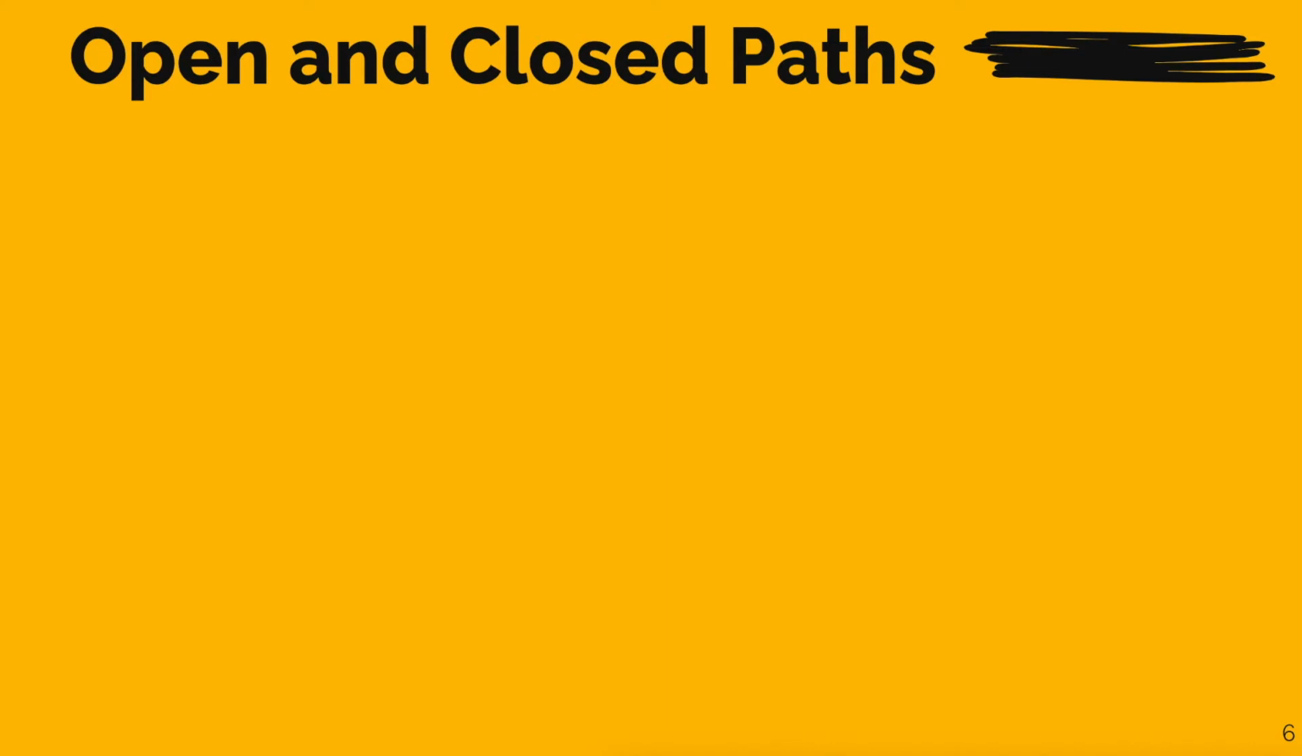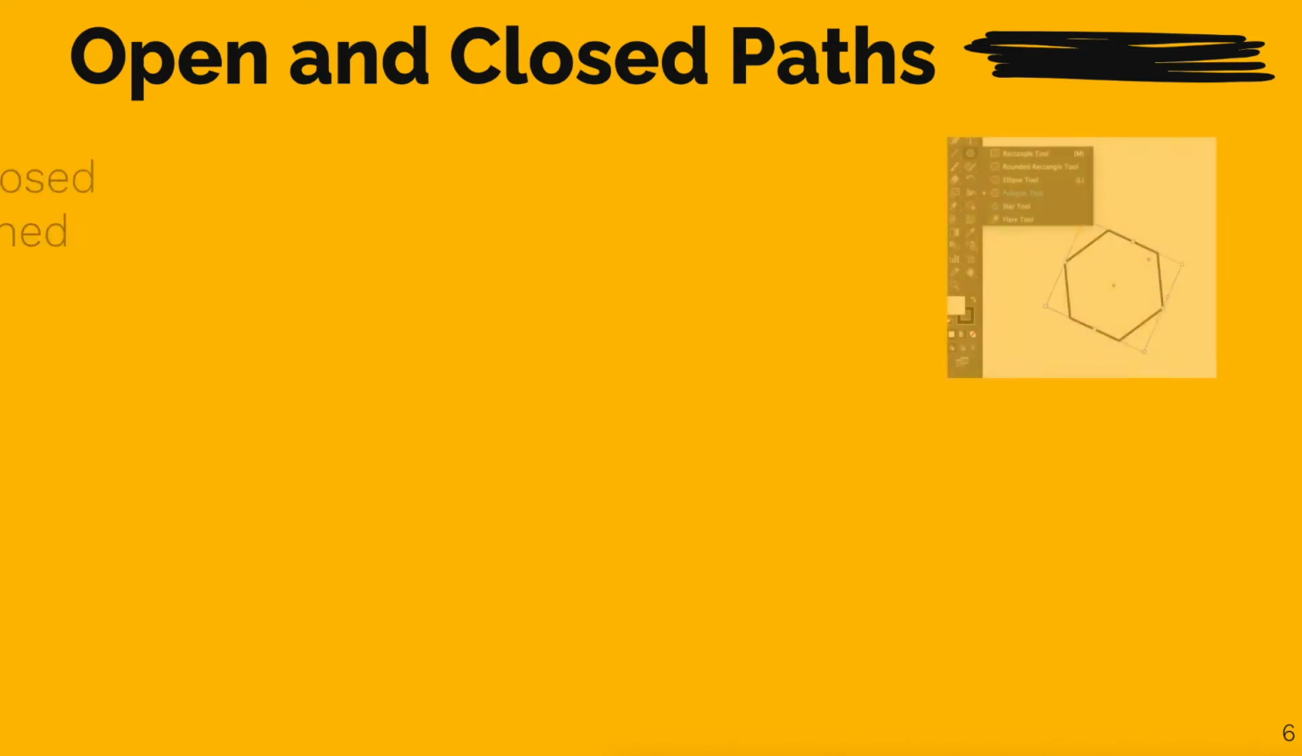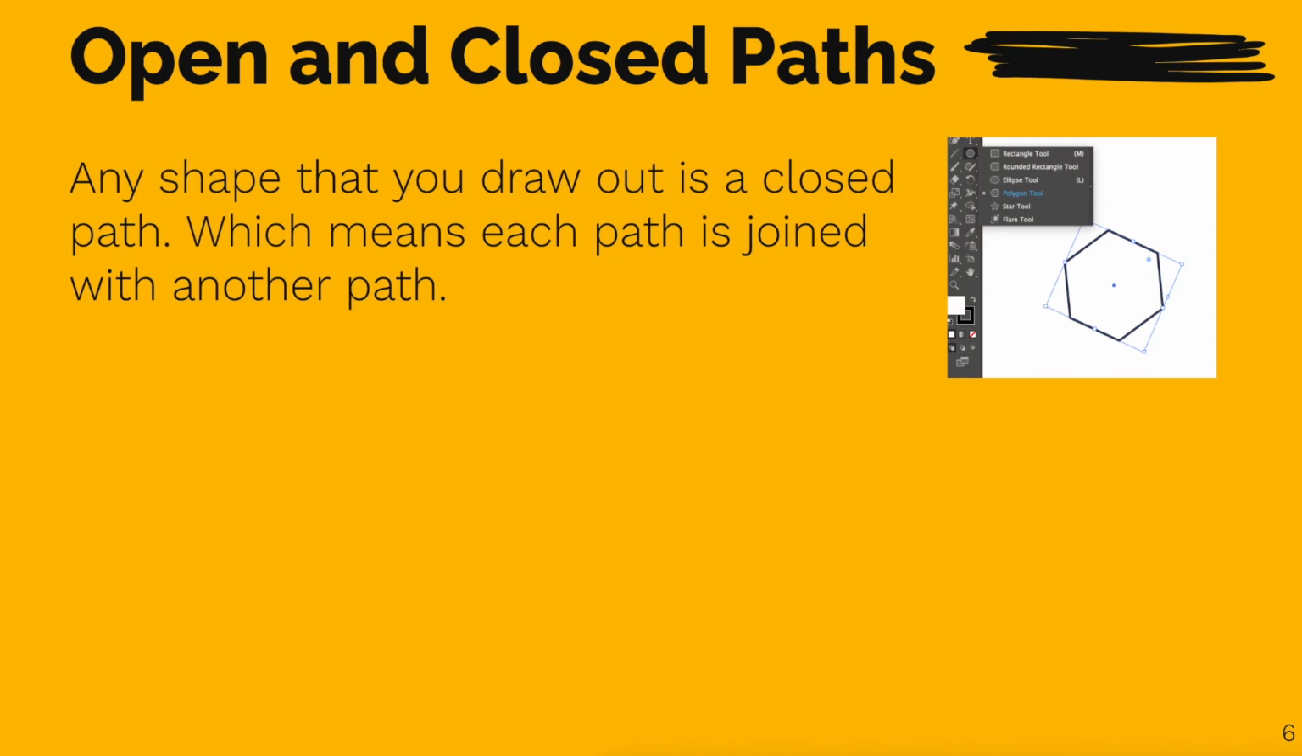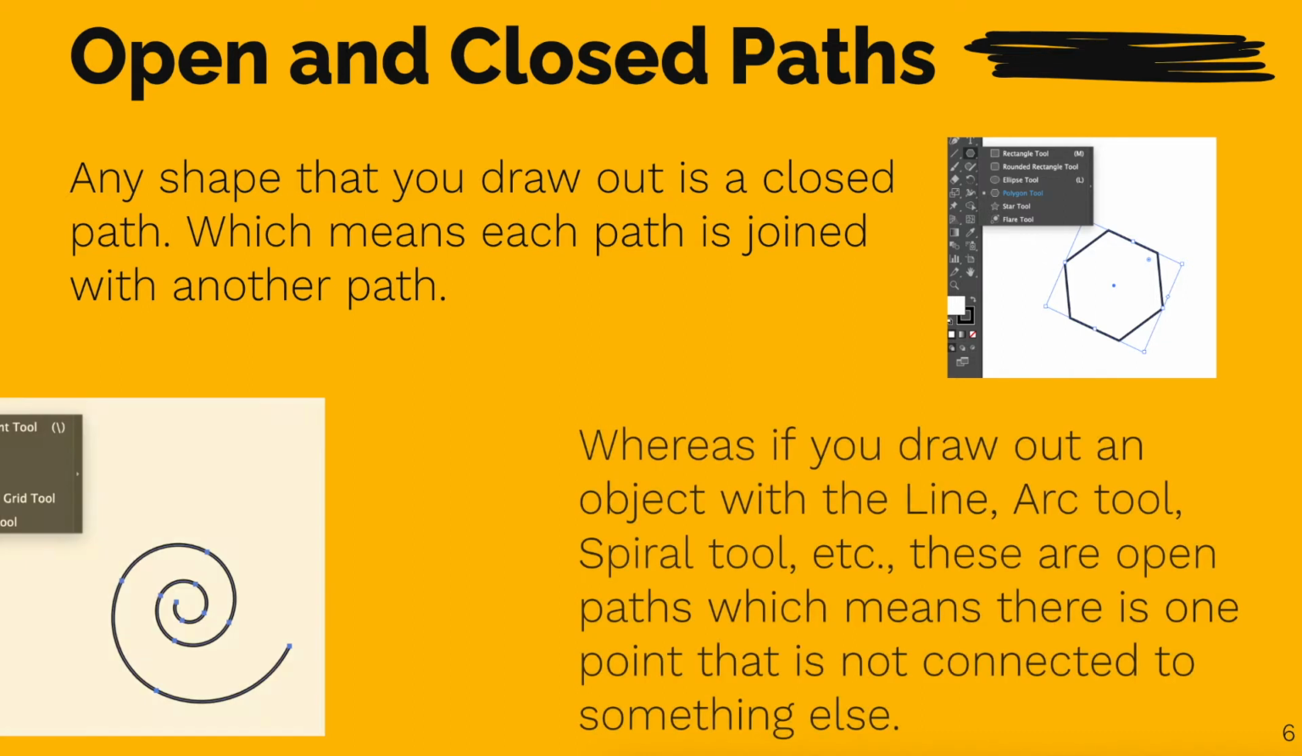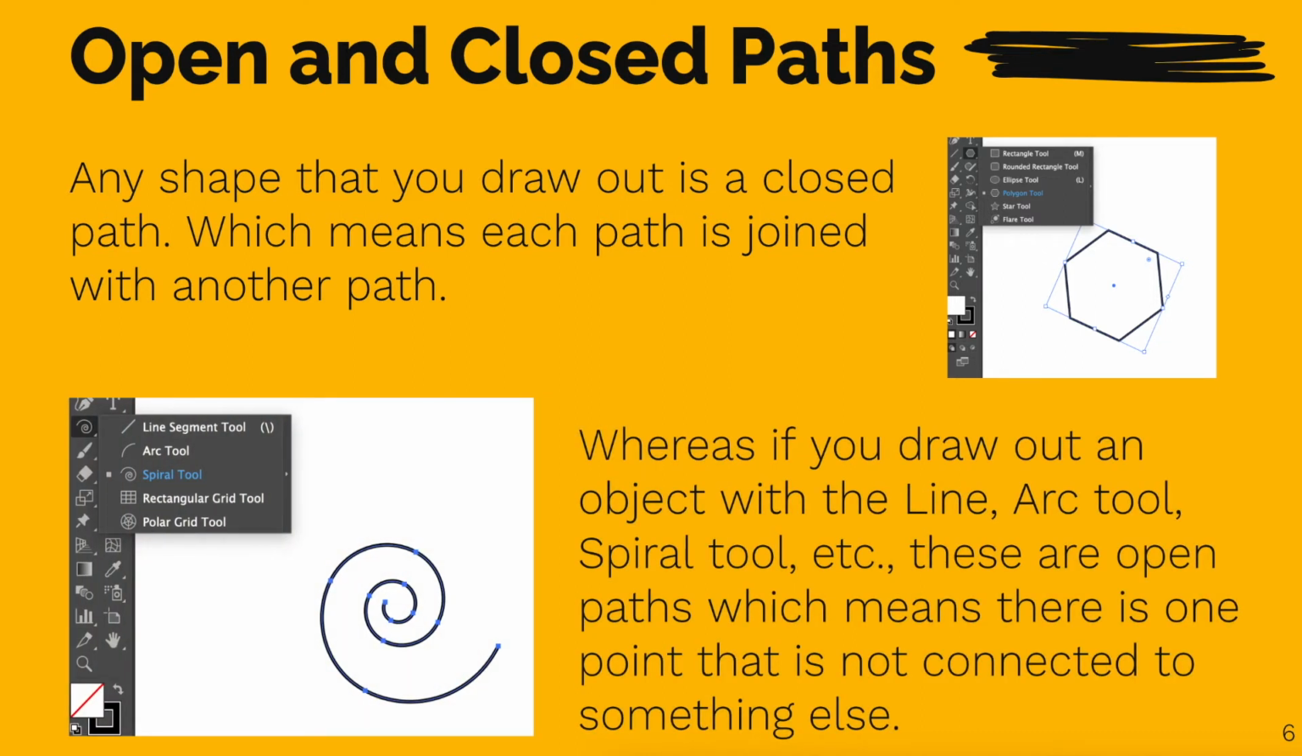So there's a difference between open paths and closed paths. Any shape that you draw that is a closed path means that it's joined with another path. This is different from something such as the line, arc tool, or spiral tool, or if you create an object and you don't close the path. These are open paths, which means there is one point that is not connected to something else.